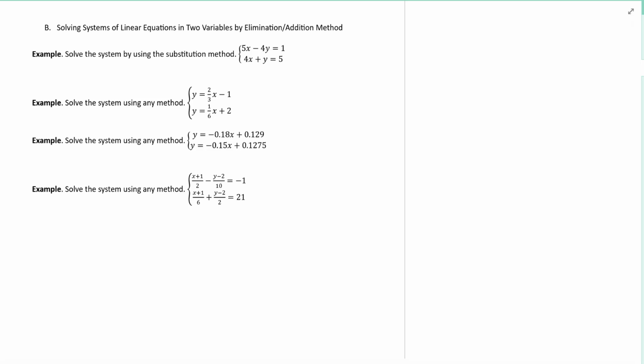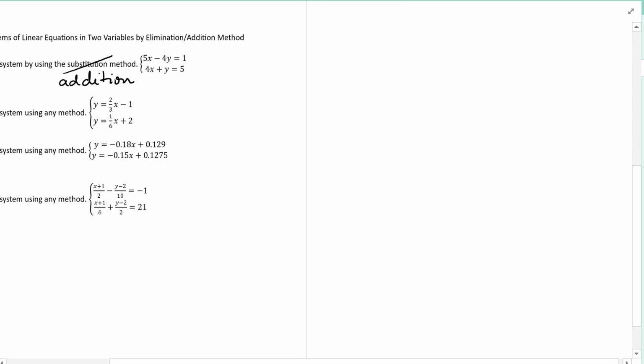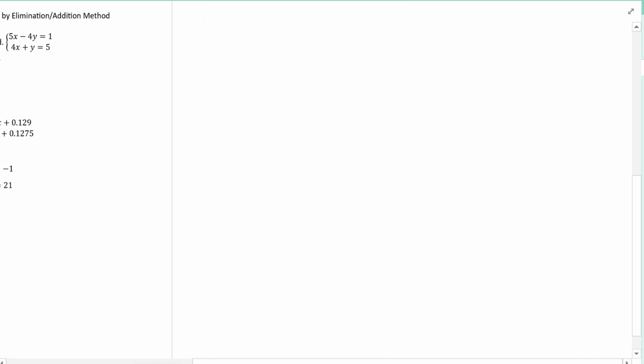So, let's try to solve this example. It says using substitution, but I want to use the addition or elimination method. So let's take a look at the equation. I'm going to write it again: 5x minus 4y equals 1 and 4x plus y equals 5.